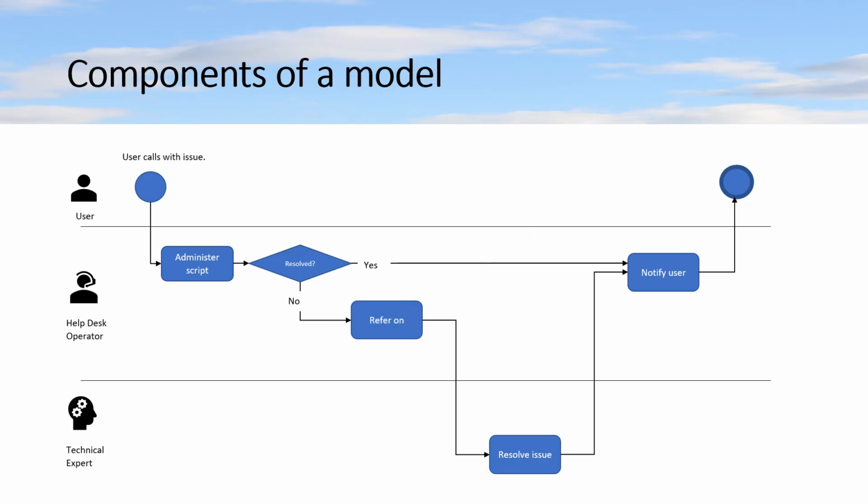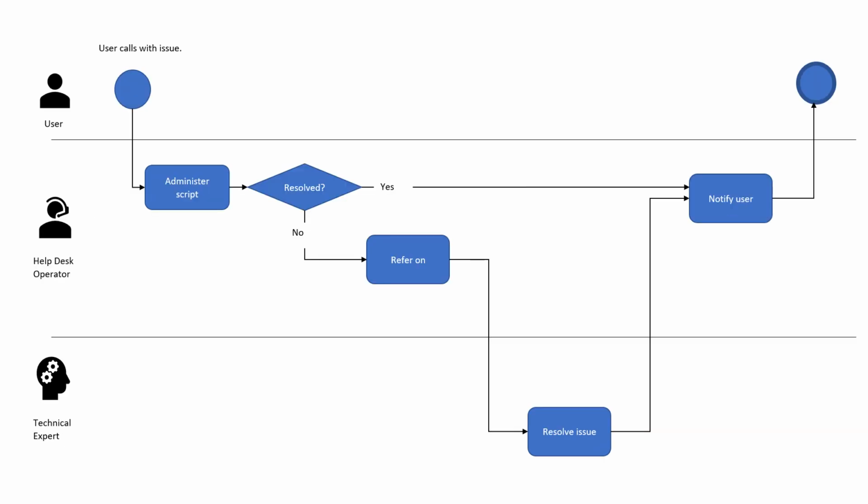So let's start talking about the components of a model. So what does it look like? Here we have a very basic process flow to illustrate a few points in general, and then I'll go in a bit more depth later. So as you can see, this is a help desk, a general sort of maybe computer help desk.